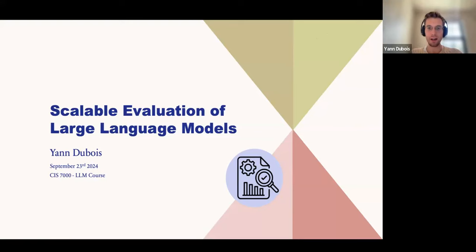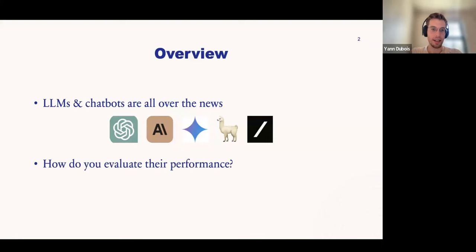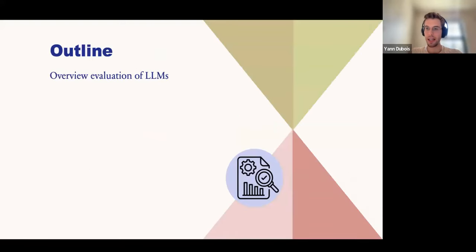So I'll be talking about scalable evaluation of large language models. As many of you know, you all know about LLMs, given that you're in this class, and LLMs are all over the news. So those are some of the applications that you might have interacted with LLMs. And what I'll be talking about is how do you evaluate their performance. So first, I'll give you a quick overview of evaluation of LLMs and evaluation generally in AI.